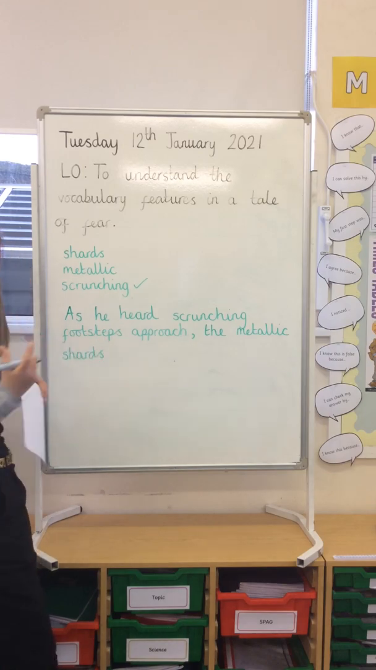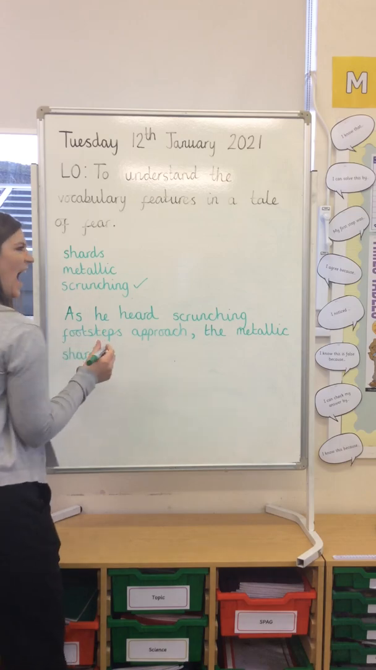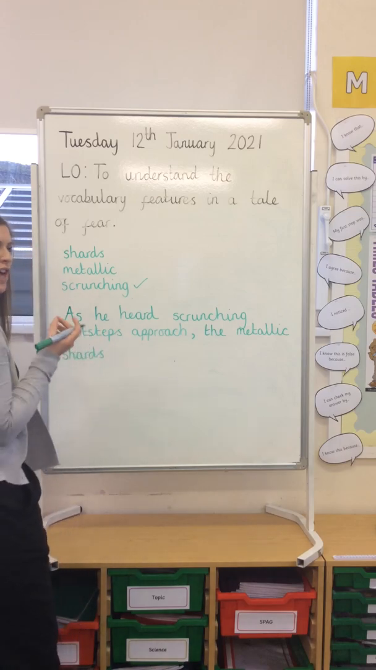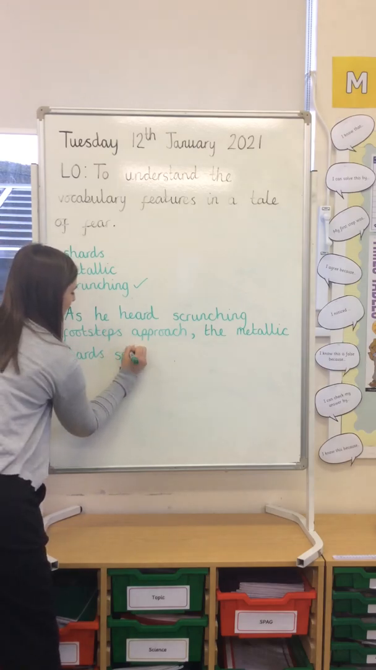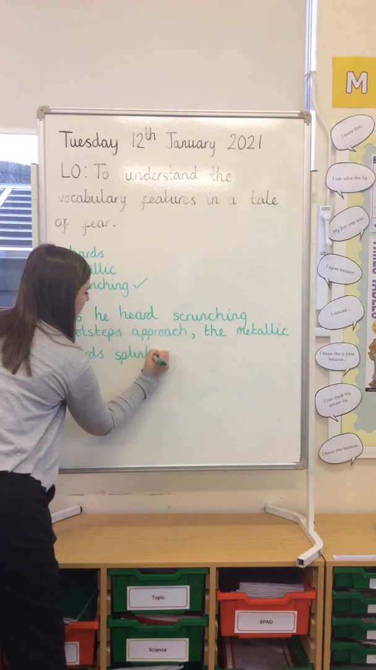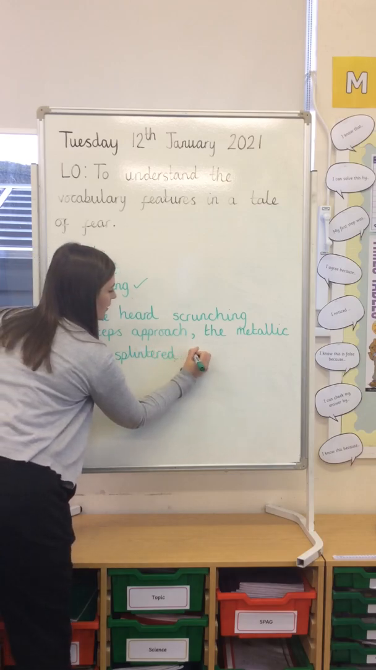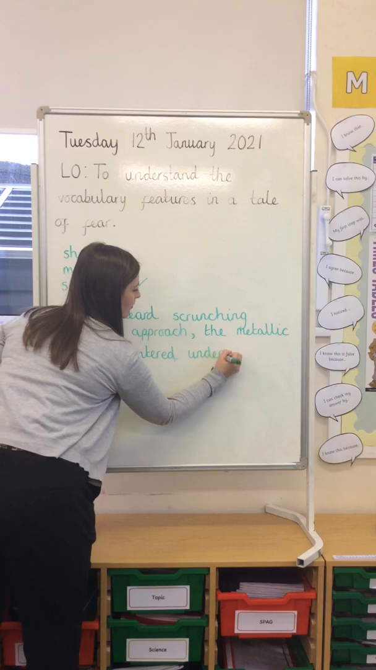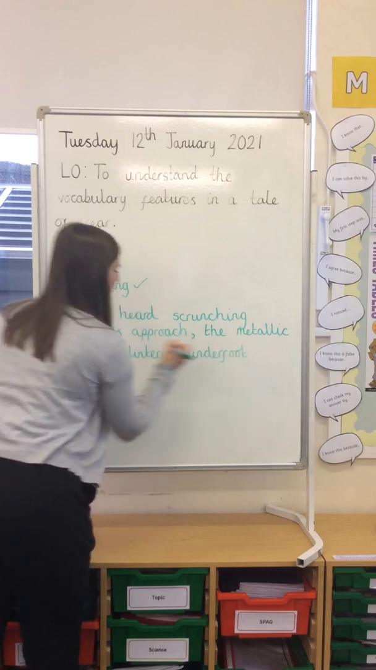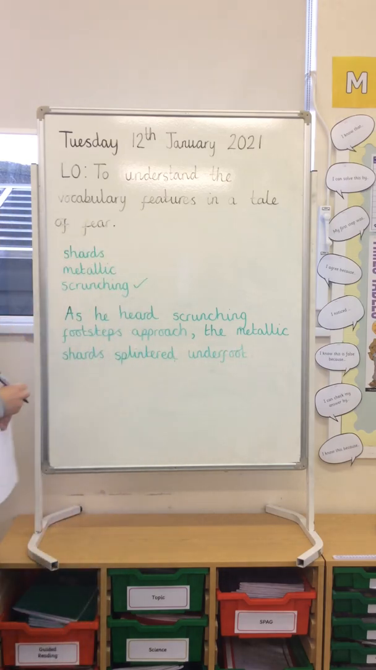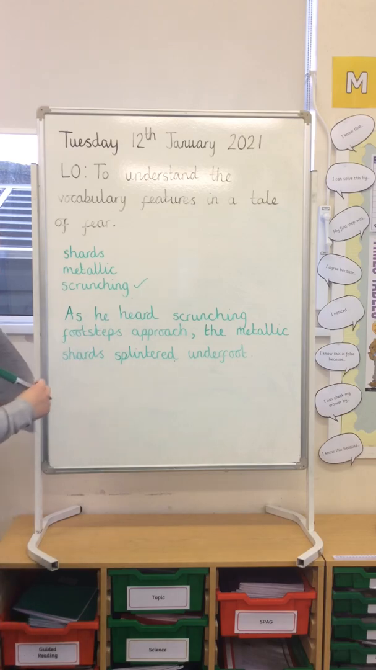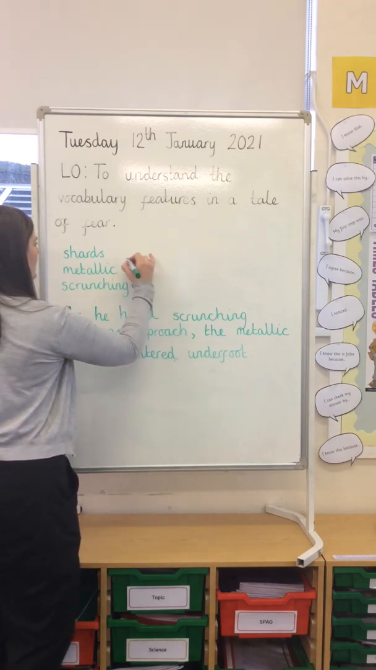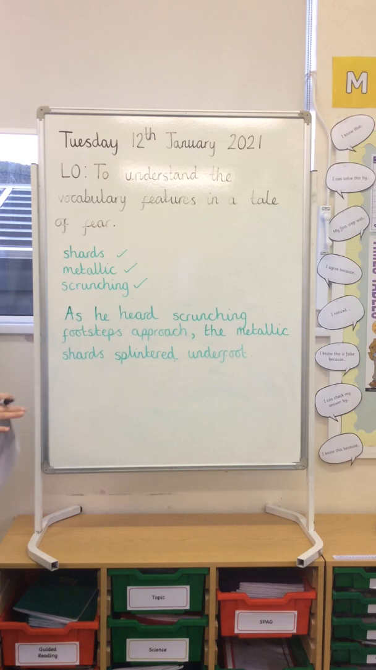Shards. Remember, that's like sharp pieces of metal. And if I think of anything sharp, even like wood, I think of wood, something sharp, splinter. So I'm going to say splintered underfoot. So, as he heard scrunching footsteps approach, the metallic shards splintered underfoot. So now I've used all of those words. So now, in one sentence I've used 3, which is good.